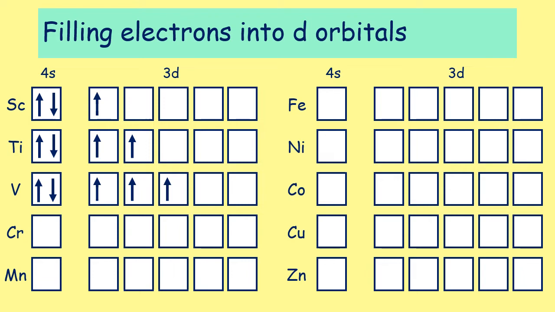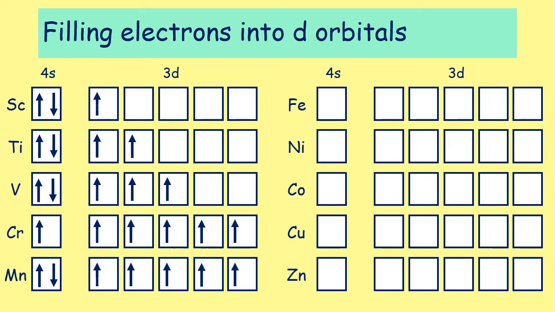Chromium is where it gets, remember, awkward. It gets this variation because chromium we would expect it to have 4 in the 3d orbital, but if it takes an electron from the s orbital and puts it in the 3d orbital, you can end up with that nice stable half-filled d orbital. So that's what happens. You have one 4s electron and 5 3d electrons. Manganese goes back to the normal pattern, 2 4s electrons, 5 3d electrons.